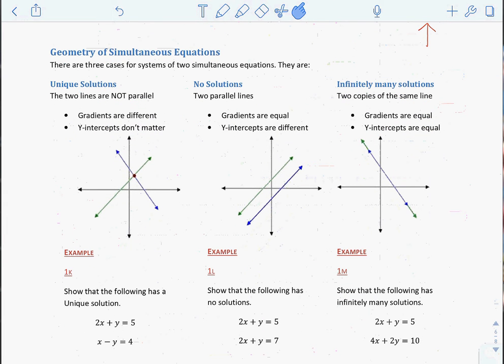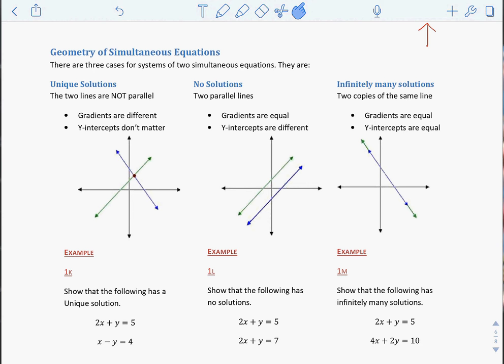What we mean by the geometry of simultaneous equations is looking at graphically what's in common, what's different, what's special, or what can we make special about simultaneous equations. So we have 3 different cases that we in particular look at. We look at unique solutions, no solutions, and infinitely many solutions.